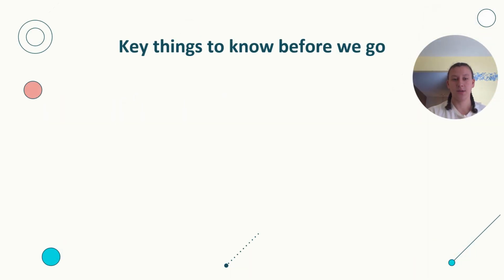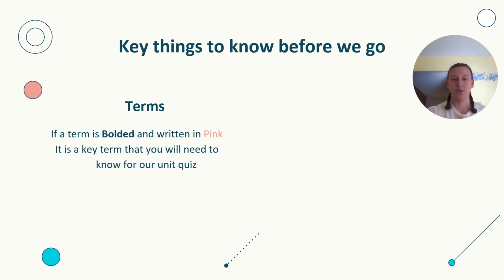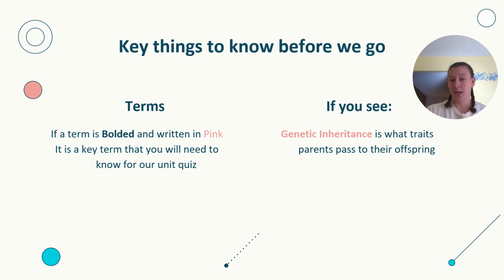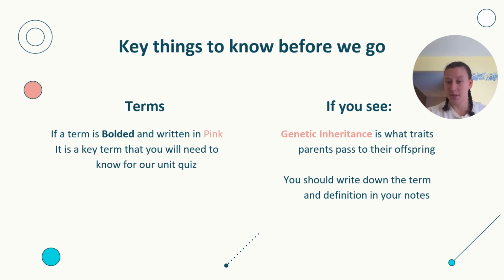Some key things that I want you all to know before we start this lesson is that any term that you see that is bold and written in pink, you are going to want to write that down. That is something that will be on our unit quiz and that you do need to know. So if you see genetic inheritance like this, so genetic inheritance is traits that parents pass to their offspring. So, hint, you should write this one down, but that is what it will look like throughout the slides when I have a term that I know you will need for your quiz at the end of the unit.